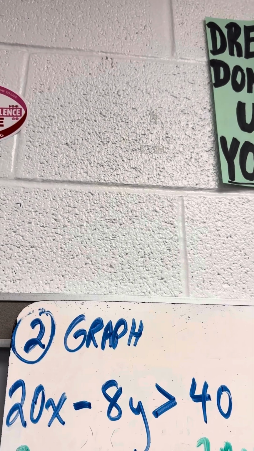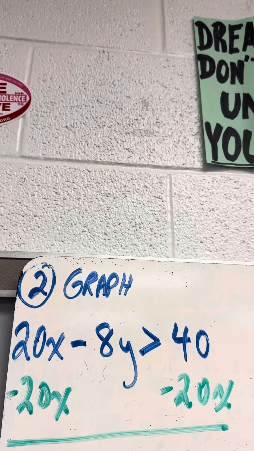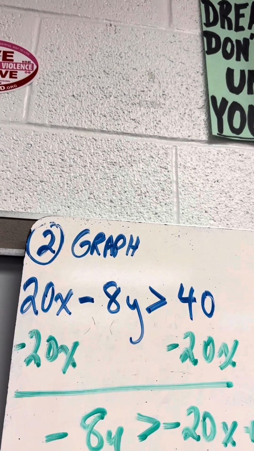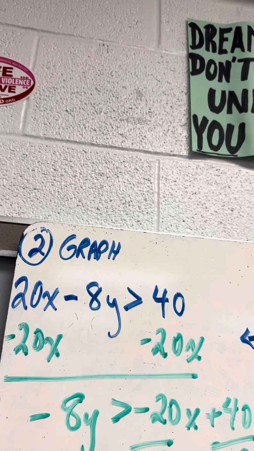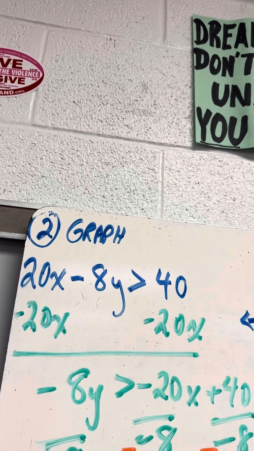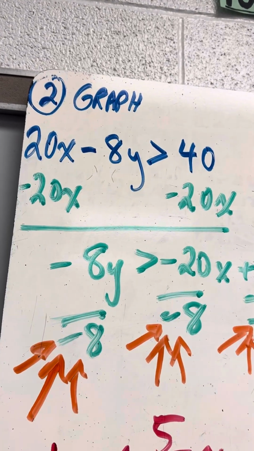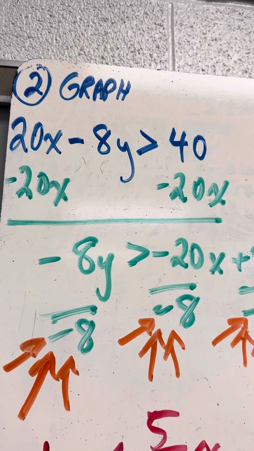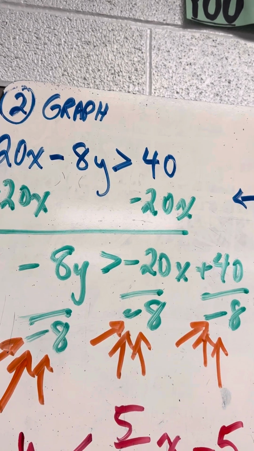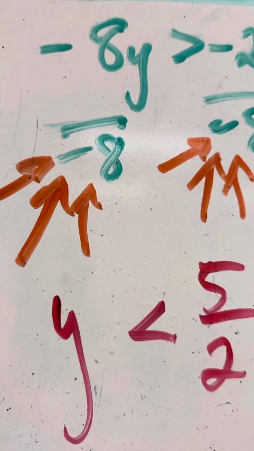Okay. 20x minus 8y greater than 40. We're going to minus 20x from both sides. We get negative 8y greater than negative 20x plus 40. We divide by negative 8. And we get, now wait a minute. Warning. When you divide by a negative, this sign flips around, right? It'll flip from this to that, okay? When you divide by a negative.